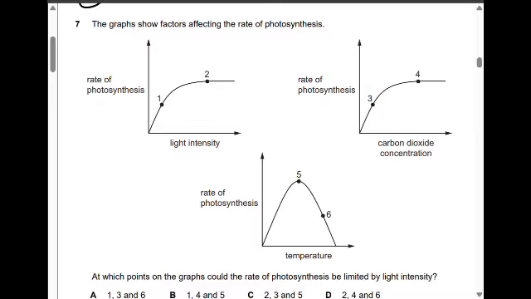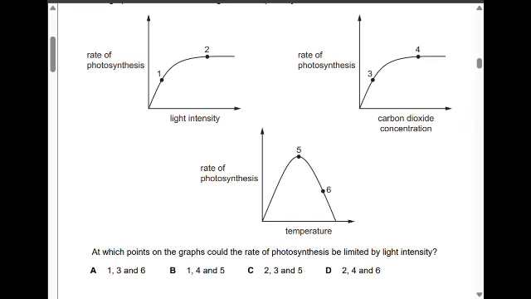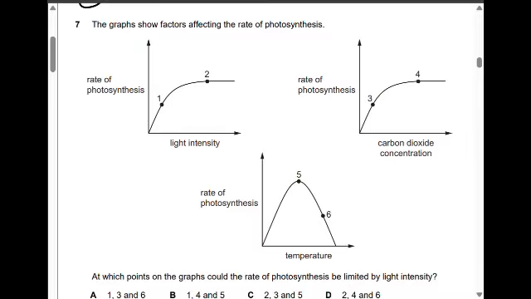We have 3 graphs. One is light intensity, the second is carbon dioxide concentration, and third is temperature. This is a little bit of a tricky question, so we'll go through this carefully. At which points on the graph could the rate of photosynthesis be limited by light intensity? So the first graph is, as light intensity increases, the rate of photosynthesis also increases. So at 1 you can see that the light intensity is limiting, hence the rate of photosynthesis is also limiting.